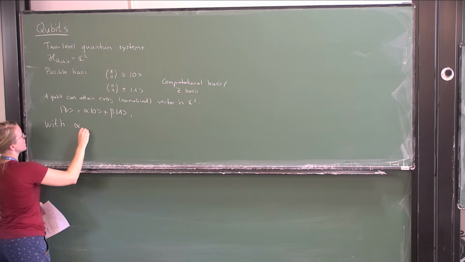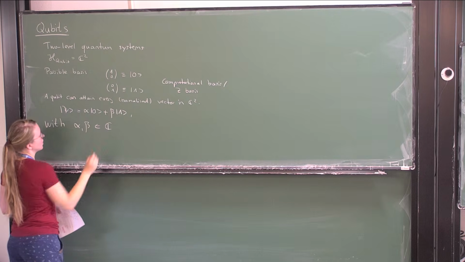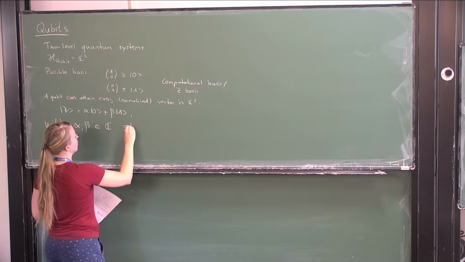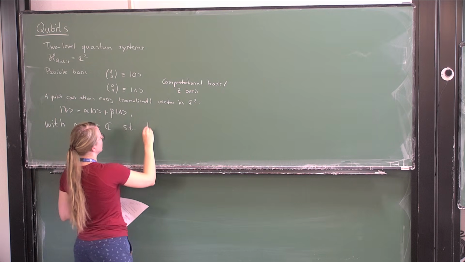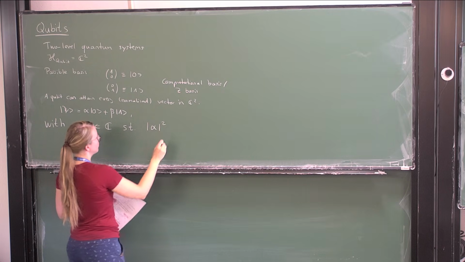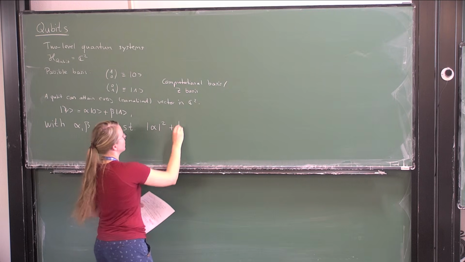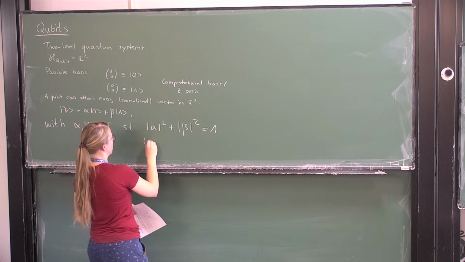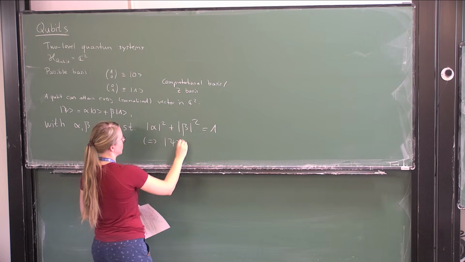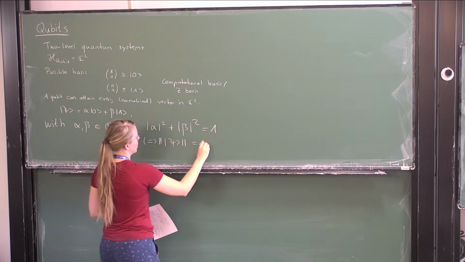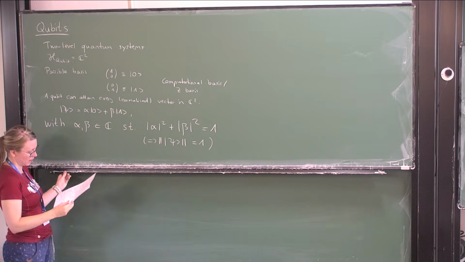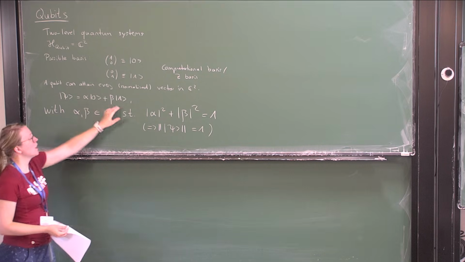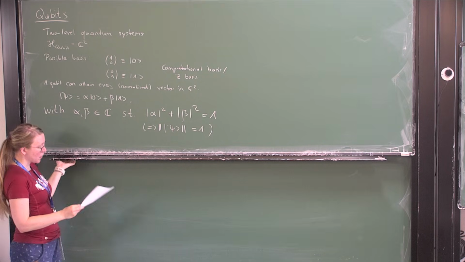Well, these coefficients, alpha and beta, are generally complex numbers, but they have to fulfill a relation for the vector to be normalized. The absolute value of alpha squared plus the absolute value of beta squared equals 1, because then the norm of this vector is 1. That's one way to write down the general quantum state of the qubit.